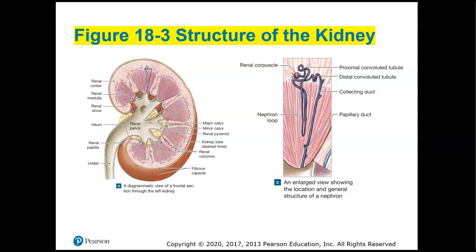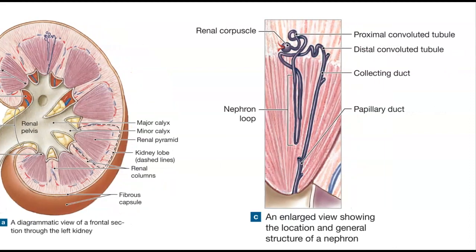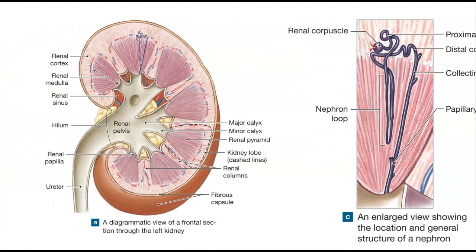All right, now, as far as the structure of the kidney, let's look at picture A first, and I'm going to blow it up so we can see it. There we go. All right, the very outside of the kidney is enclosed or covered by a fibrous capsule. So there's a capsule as far as the covering. Then the outermost layer of the kidney is called the renal cortex. Renal refers to kidney.